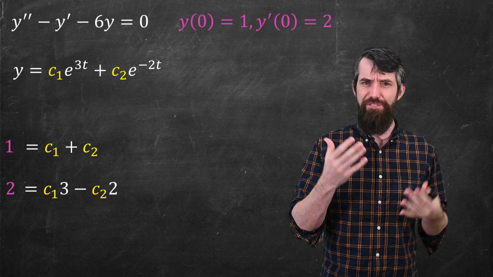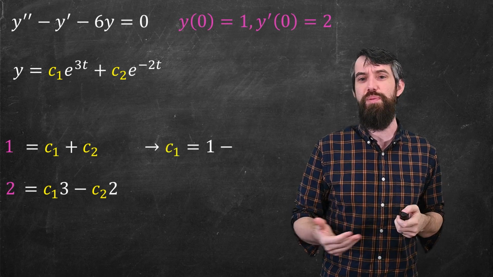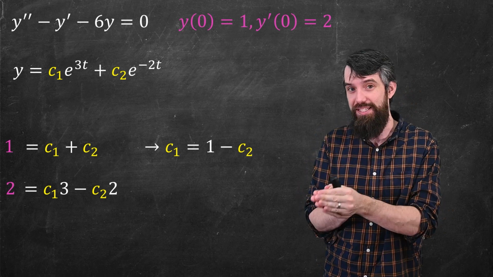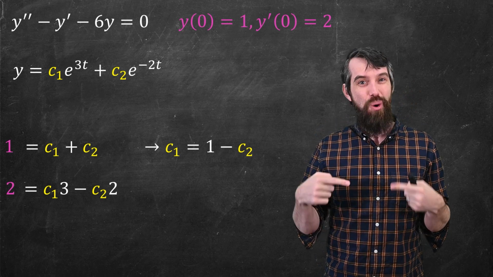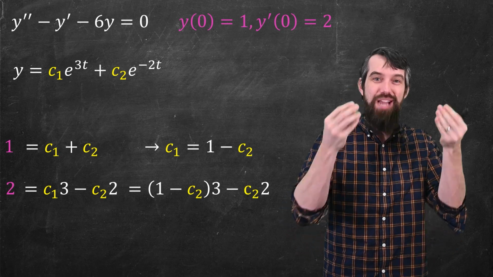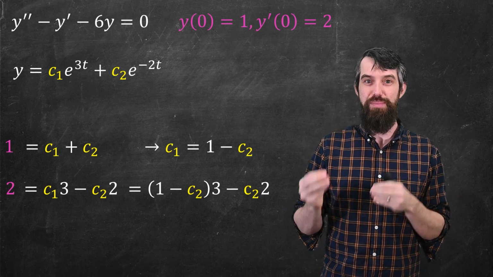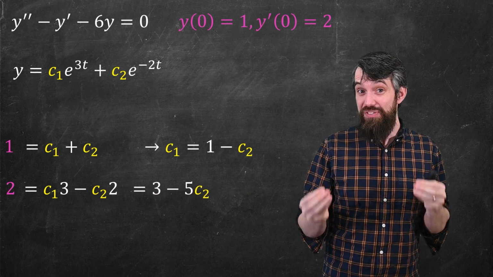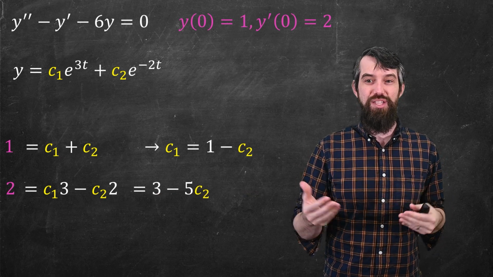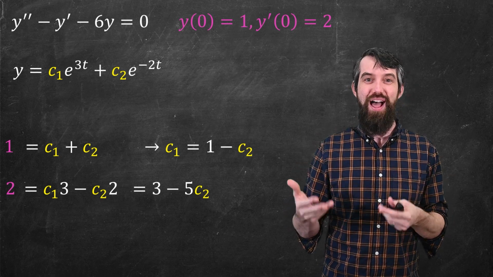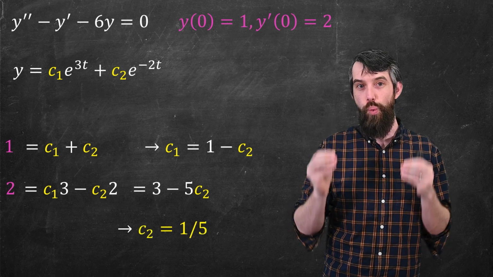Maybe I'll look at the first one first, the 1 equal to C1 plus C2, and I can solve that, saying C1 is 1 minus C2. Then if I take 1 minus C2 and plug it into the second equation, you're going to get 1 minus C2 times 3, and then minus C2 times 2. I can rearrange this, clean it all up. It's 3 minus 5C2. And now if I look at this equation, 2 minus 3 is minus 1. Minus 1 equal to minus 5C2. C2 has to equal 1/5.